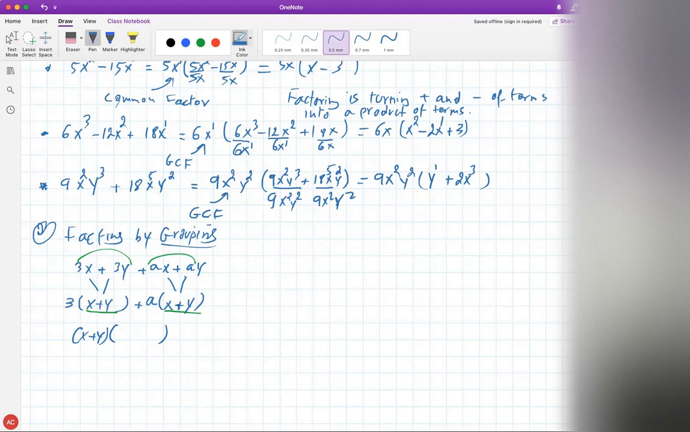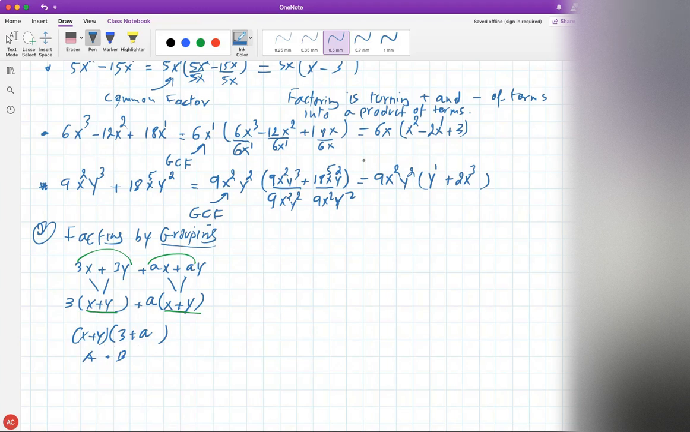So here now we have the GCF, which is x plus y. So we're going to divide both of these by this. If you divide this by this, you're going to cancel x plus y, you'll have 3. And the other one also the same thing. If we divide this by x plus y, so the x plus y and x plus y cancel out, you'll have a by itself. And that's it. As you can see, we have factored this, so it looks now like a product.